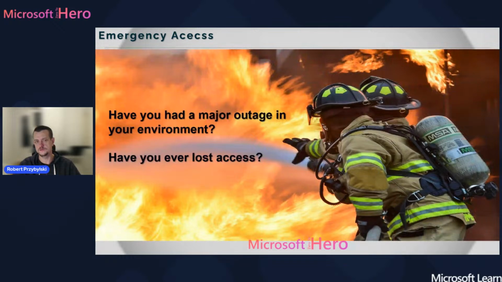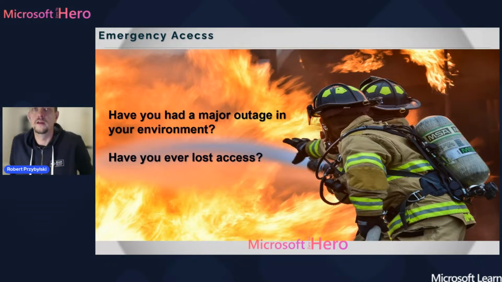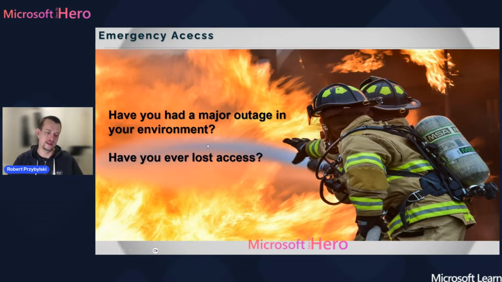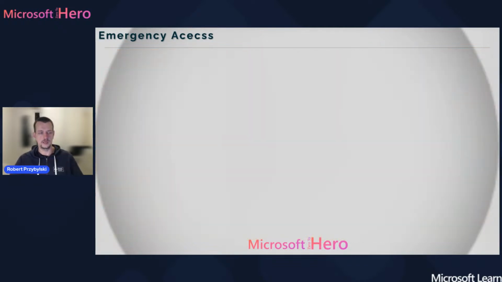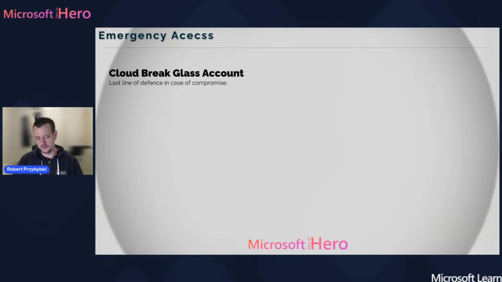First of all, you should think privately. Have you ever had a major outage in your environment? Have you ever lost access, I mean, by cutting your hands off from the environment by mistake? I guess everybody has had something like that. The thing is, we need to know how to predict and how to prevent such actions. How can we handle that? It's simple. We can handle that with conditional access, of course, but also with a cloud break glass account. This is like the last line of defense for us, right?